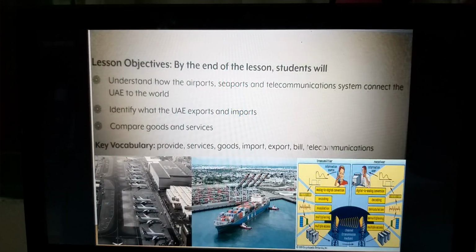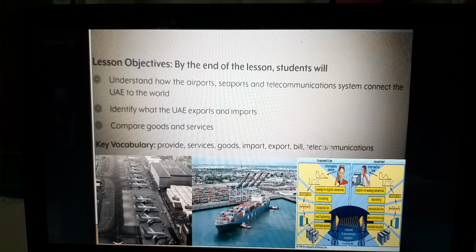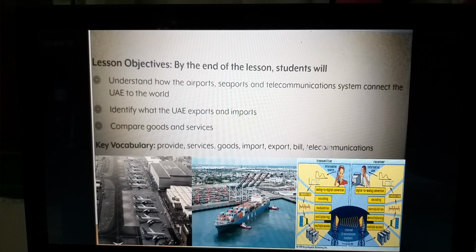Okay, so now let's proceed to the first lesson in Social Studies UAE for this week, and that is connecting the UAE airports, seaports, and telecommunications. Okay, so these are the competencies that you will learn today. Understand how the airports, seaports, and telecommunications system connect the UAE to the world. Next is identify what the UAE exports and imports. The last is compare goods and services.